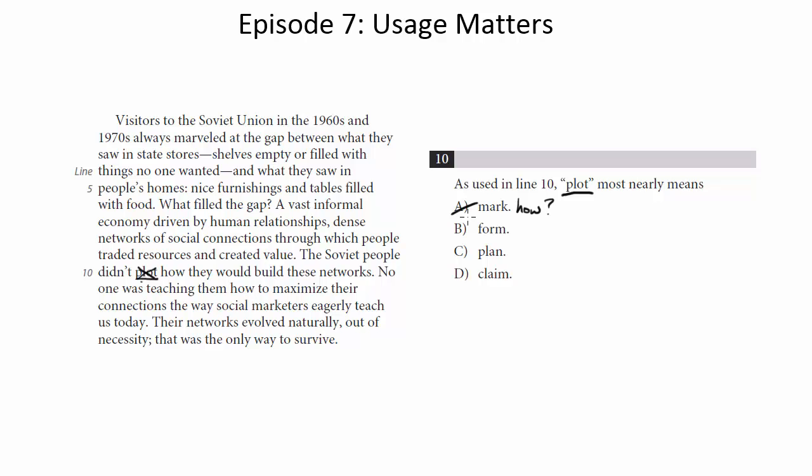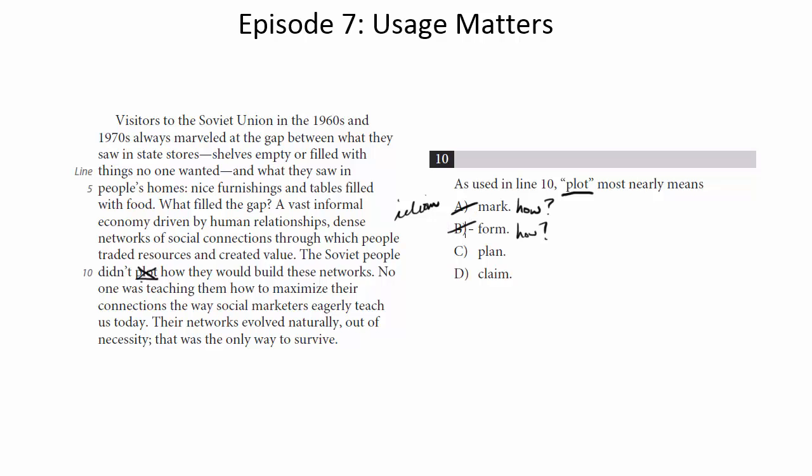How about form? The Soviet people didn't form how they would build these networks. Again, kind of strange. You don't form how something. That's not a proper idiom. You can almost think of these as idioms in some sense. You don't form how something. You just form something. And again, also doesn't make sense with the meaning.